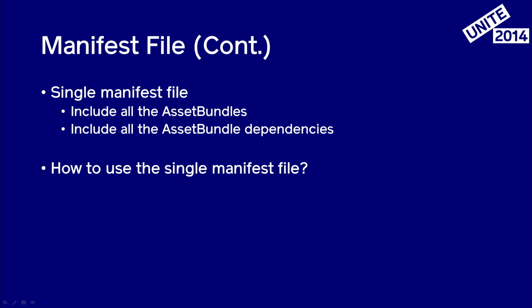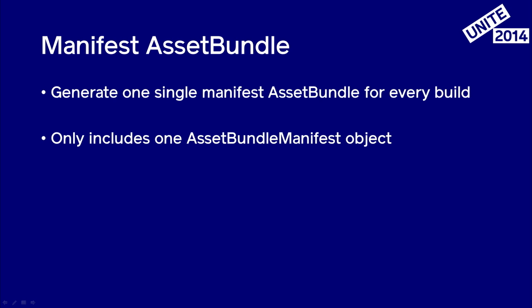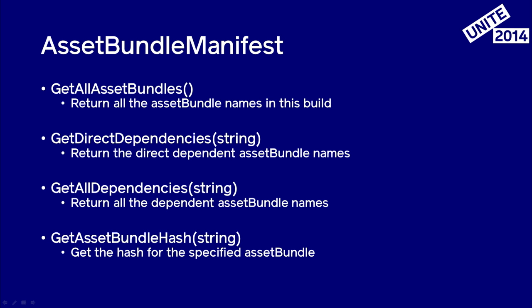And another manifest file is a single manifest file which includes all the AssetBundle names and all the AssetBundle dependencies. So how to use it? In order to use it, we create a single manifest AssetBundle for every build. So it only contains an AssetBundleManifest object. These are the APIs we provide by the AssetBundleManifest object. The first one is get all AssetBundle names. It will return all the AssetBundle names in this build.